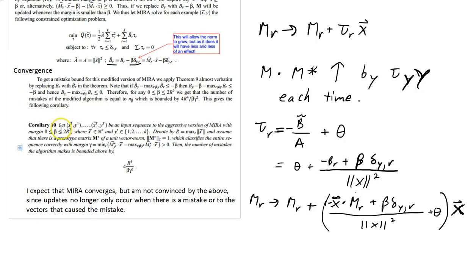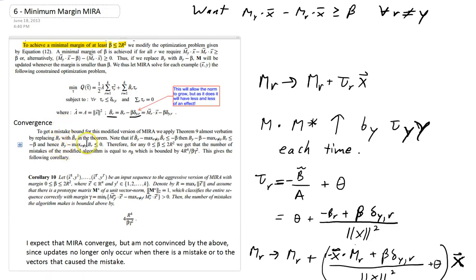Where I have some issue with the paper is when they start talking about convergence. So they say that we apply theorem 9, replacing beta with beta tilde. Now, in deriving this bound here, I believe that we assumed something about the update, that the update was always smaller than r squared. However, now we'll be doing some updates. I guess this may not apply.